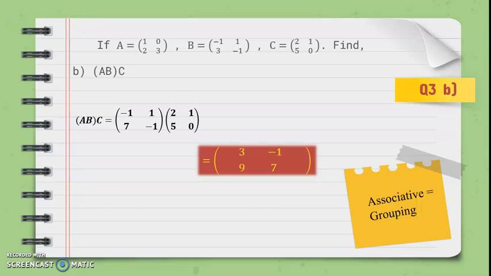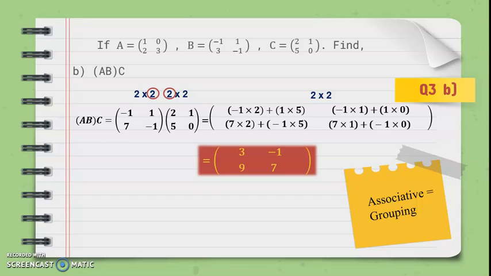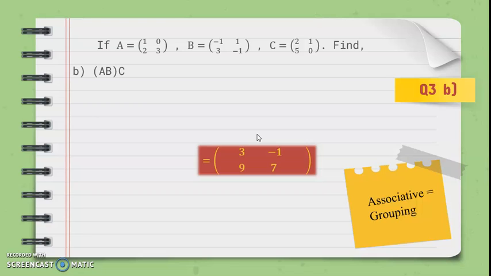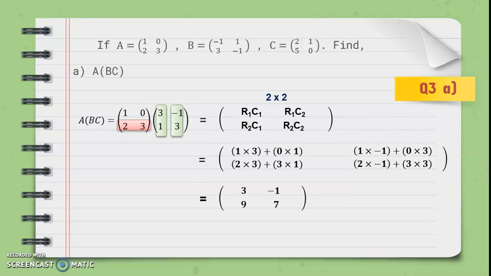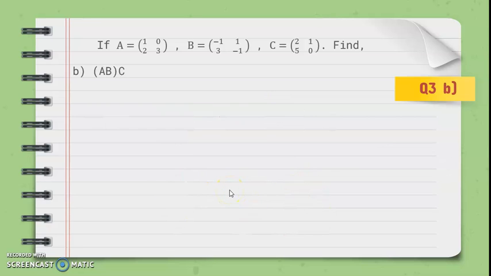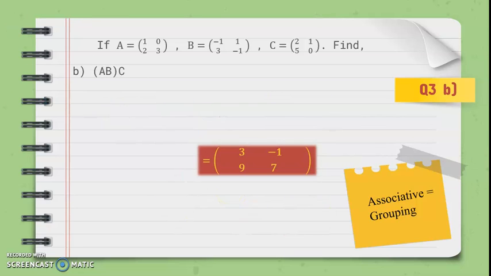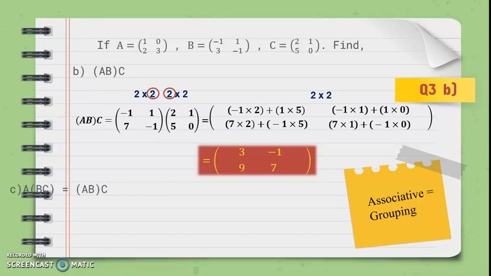Okay, so you'll get this matrix. If you observe, this matrix is actually the same as the answer for this one. It's the same, right? So if it's the same, it means that if matrix A times bracket matrix B multiplied with matrix C is equal to bracket matrix A multiplied with matrix B times C, then matrix multiplication is associative.